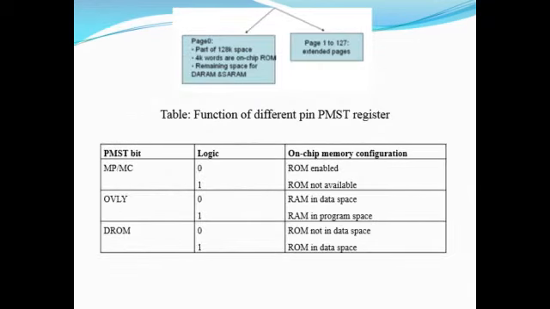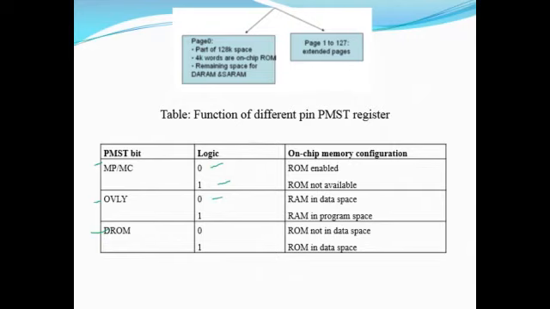Then this is a function of different bits in the PMST register. So you can just go through this. What is this PMST? One is overlay, one is DROM, one is the microprocessor or microcontroller bit. If it is 0, ROM is enabled. If it is 1, ROM is not available or disabled.